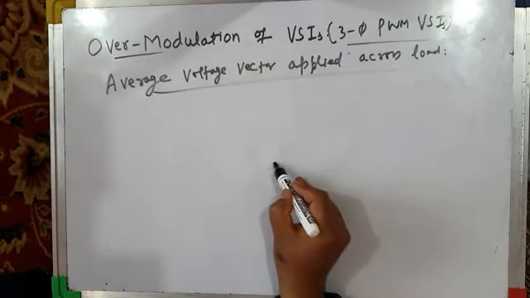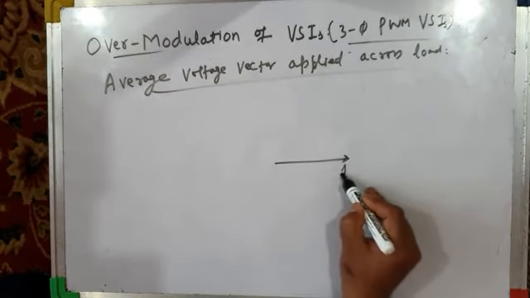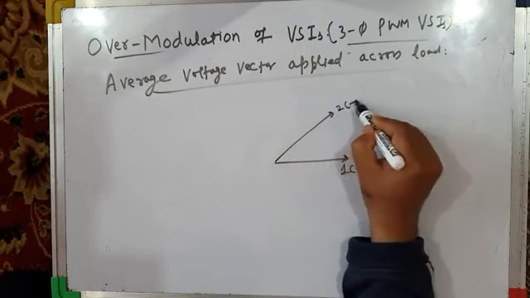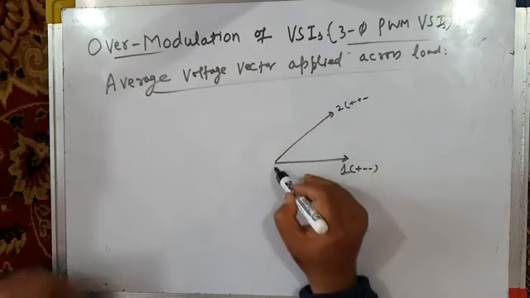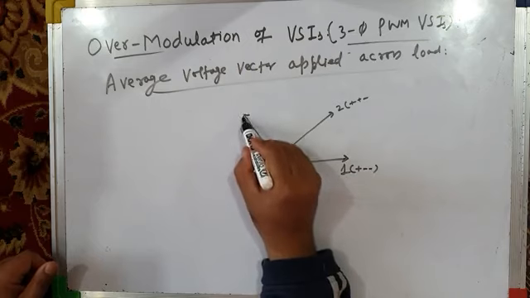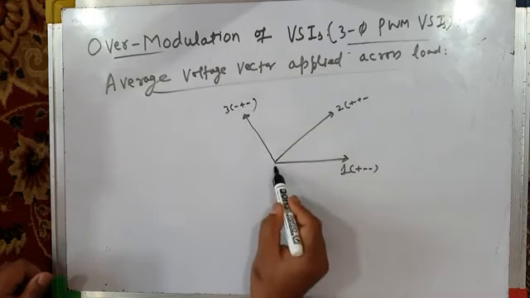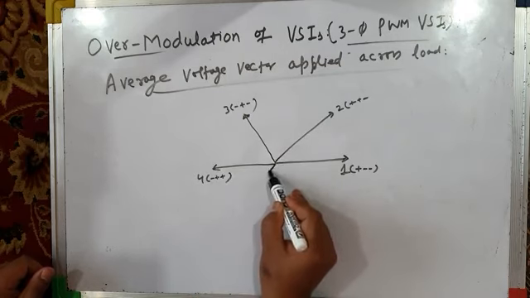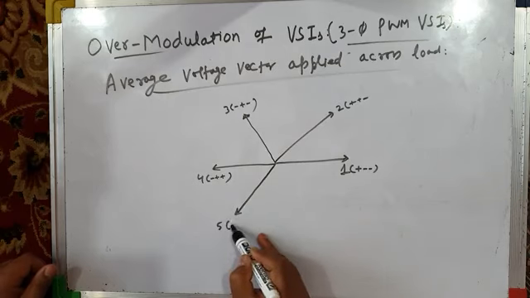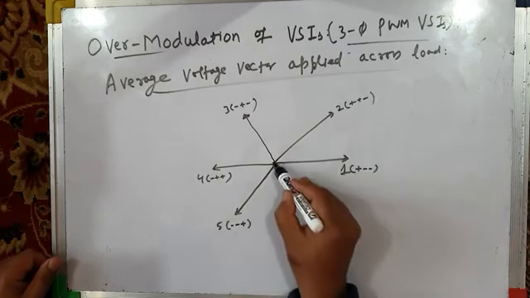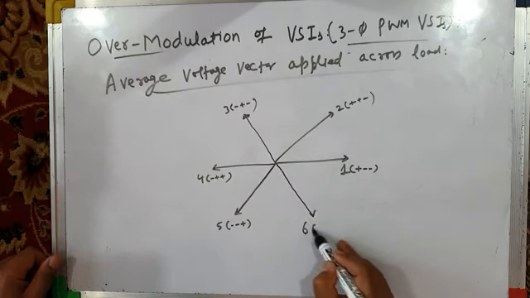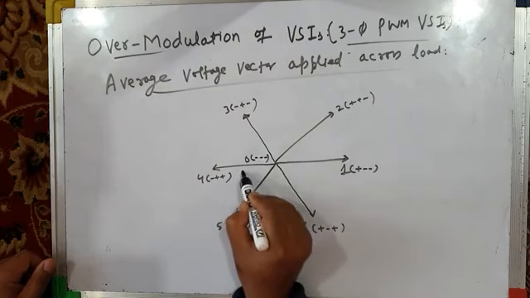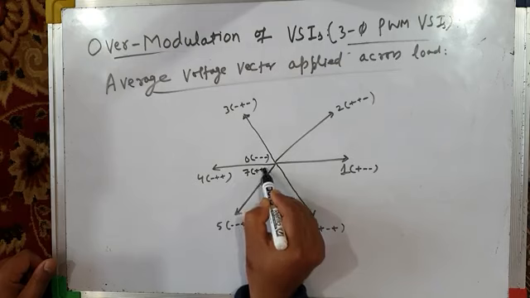Our space vector diagram is like this. This is active vector 1 with switching sequence plus minus minus. This is active vector 2 with switching sequence plus plus minus. This is active vector 3 with switching sequence minus plus minus. This is active vector 4 with switching sequence minus plus plus. Similarly, this is active vector 5 with switching sequence minus minus plus, and this is active vector 6 with switching sequence plus minus plus. Then we have two null vectors: null vector 0 with switching sequence minus minus minus, and null vector 7 with switching sequence plus plus plus.